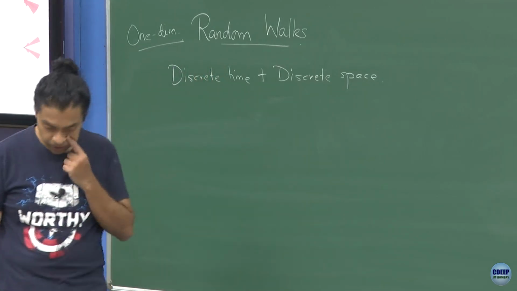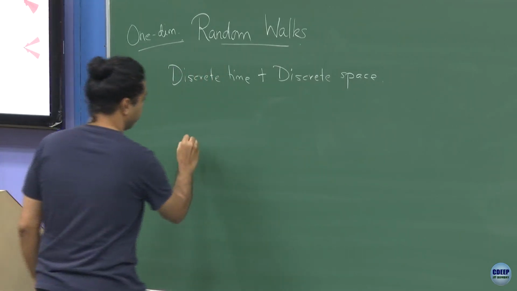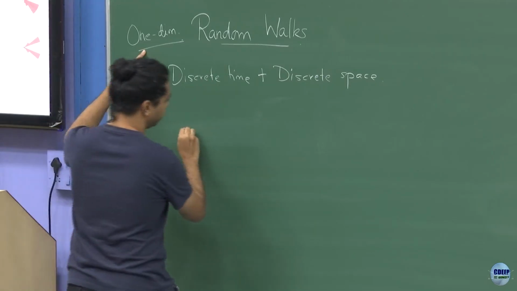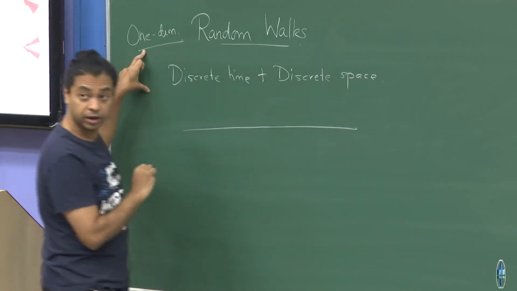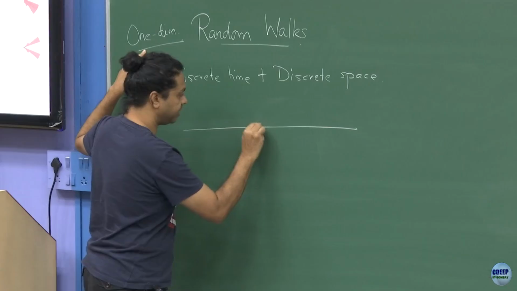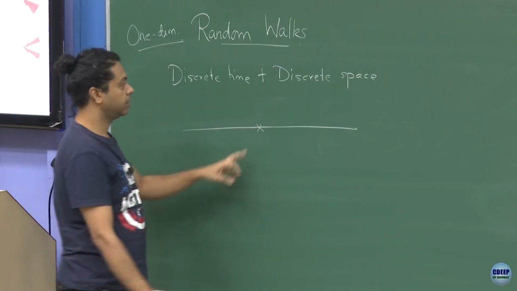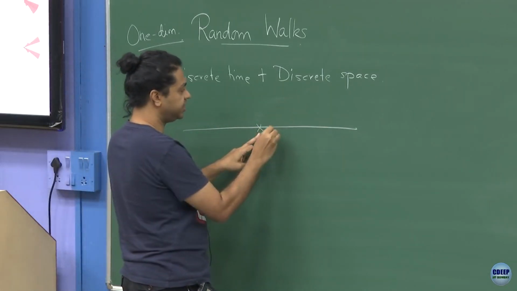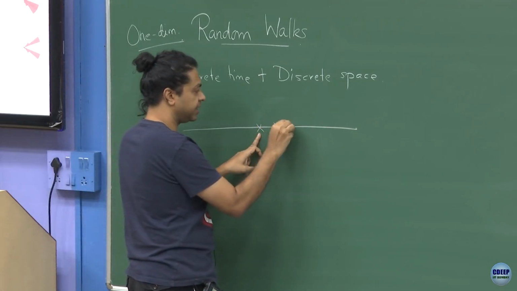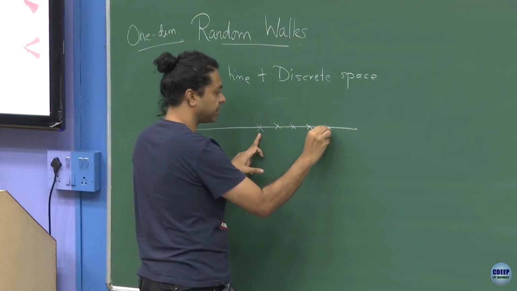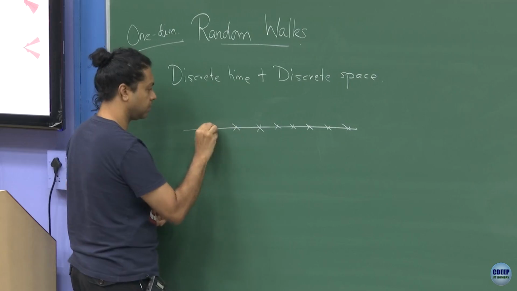Okay. What does it mean? It means that because it is one dimension, I have motion on a line, right. Here I have my random walker. Discrete space means that there are sites on this 1D line that it can hop to, right.